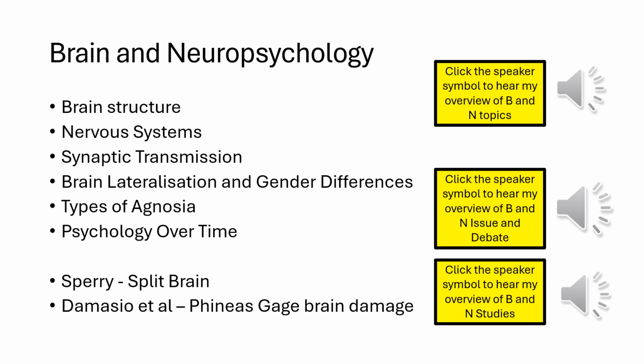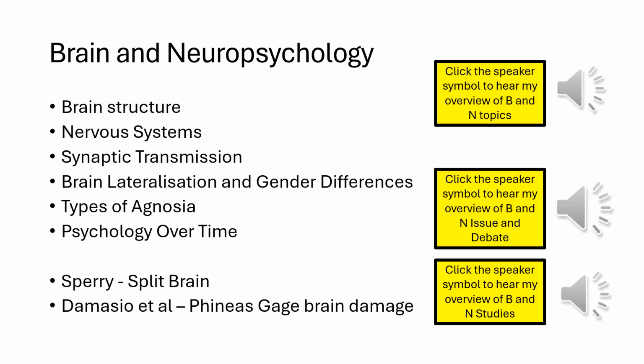The task was repeated with feeling images, so if it was felt in the left hand, they could not say it, but they could find it again with their left hand. If it was felt in the right hand, they would be able to say what they were feeling. In terms of evaluation of that, it's a lab experiment, so it's a high level of control, very scientific, very reliable, however, only had 11 participants, so it's a very small sample size.